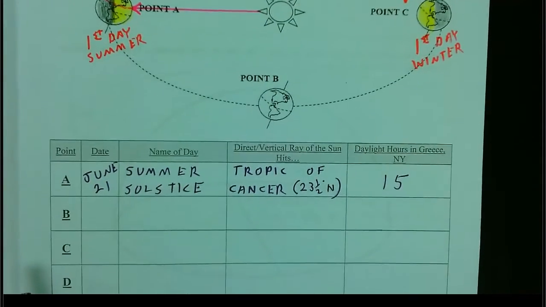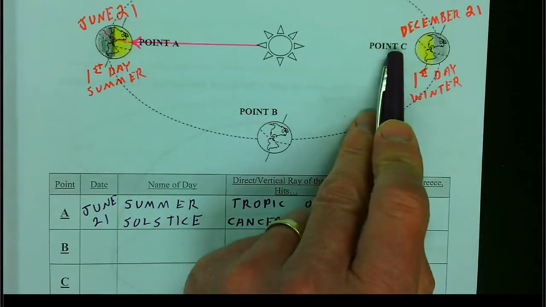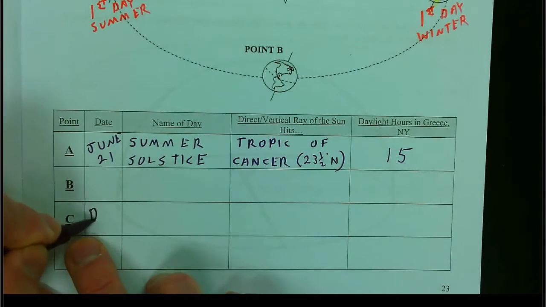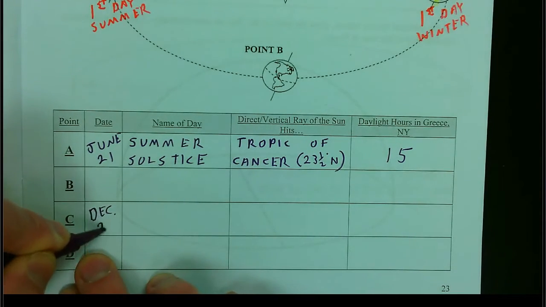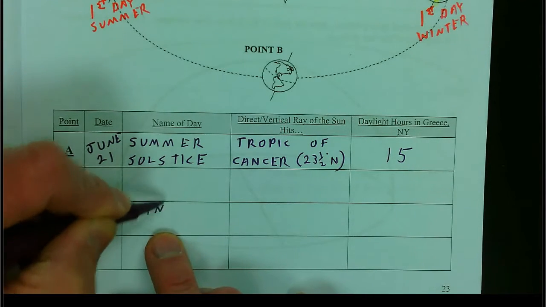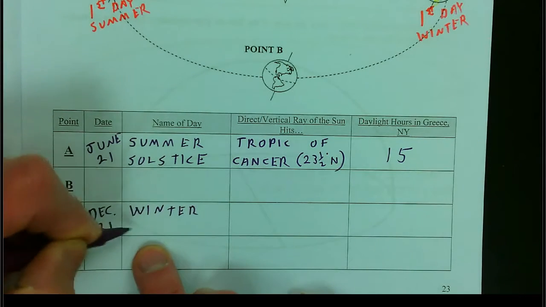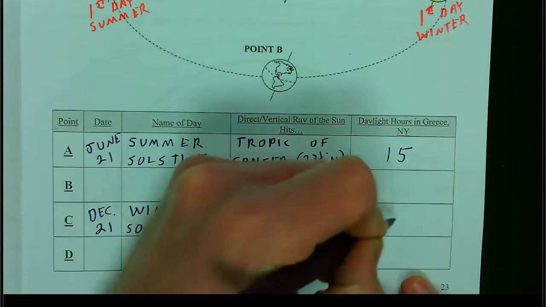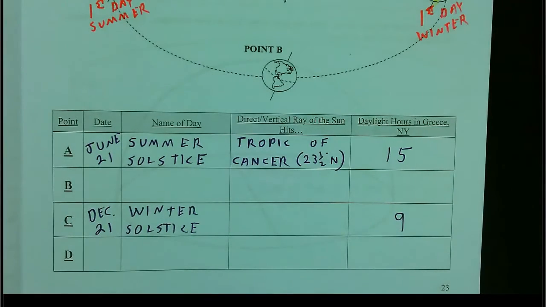As we fill out this chart, we're talking about position C. Position C, we know, is December 21st. Instead of the summer solstice, we call it the winter solstice. And we're getting 9 hours of daylight on that day.